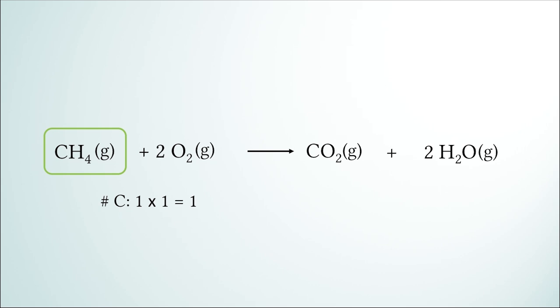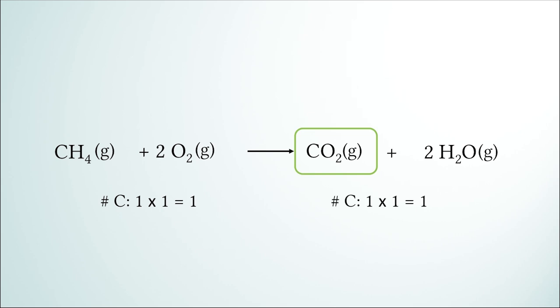Now let's do the same thing for the product side. 1 carbon dioxide molecule with 1 carbon atom in the molecule results in 1 times 1, or 1 carbon atom on the product side. We have a single carbon on both sides of the equation, so we can say that the equation is balanced with respect to carbon.